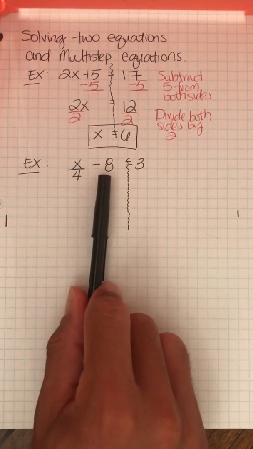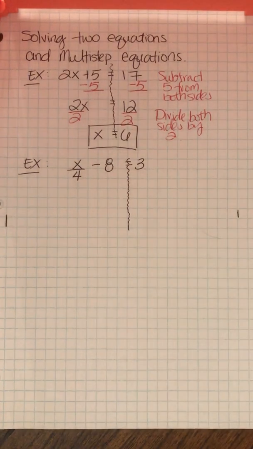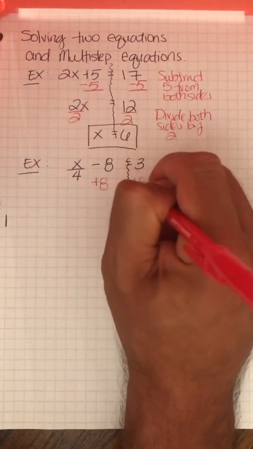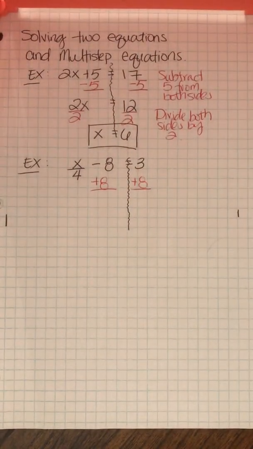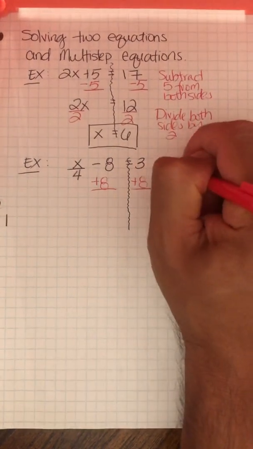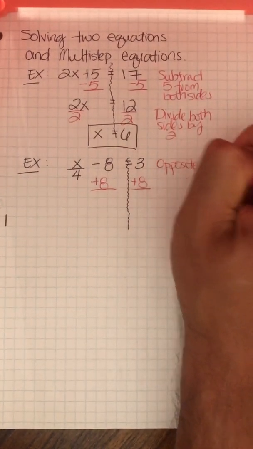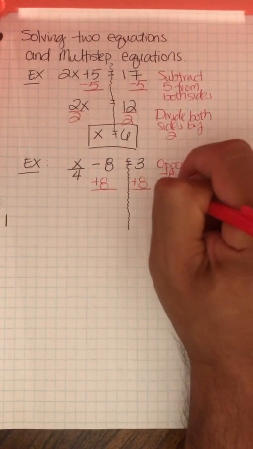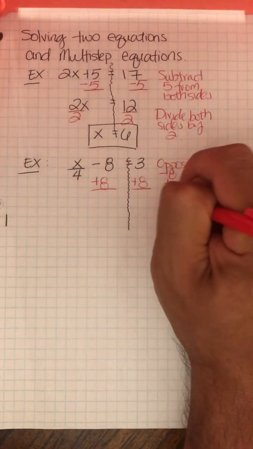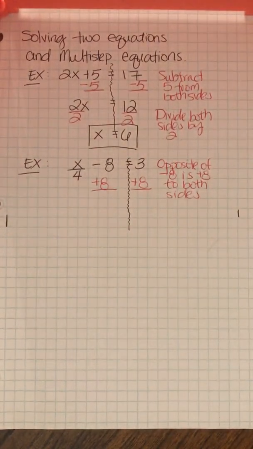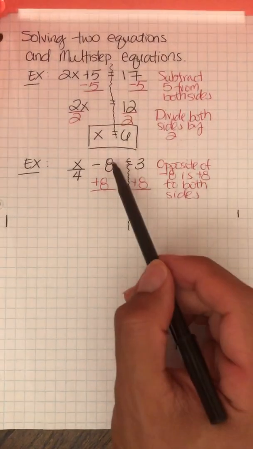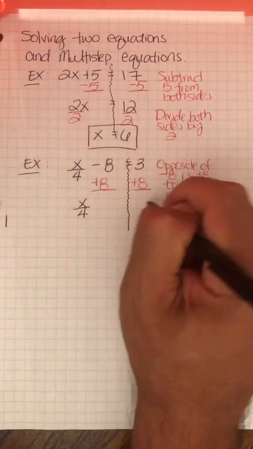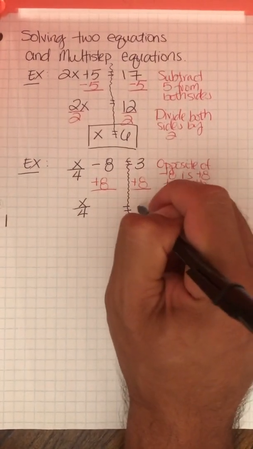We obviously have to get rid of that negative 8. Okay. Opposite of minus 8 is plus 8. So we add 8 to both sides. The negative 8 plus the 8 cancels, so we're left with x over 4 equals 3 plus 8 is 11.